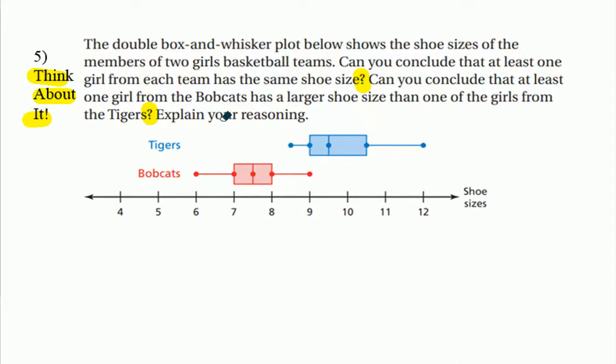Second question says, can you conclude that at least one girl from the Bobcats has a larger shoe size than one girl from the Tigers? So if I pick the biggest shoe size from the Bobcats and I say, okay, is this person's shoe size bigger than somebody from this team from the Tigers? Yes, I can. Because look, here's a person right here from the Tigers, and it's less than this person from the Bobcats. So the answer to both of them is yes. Hopefully you were able to explain it by looking at the box and whisker plot.